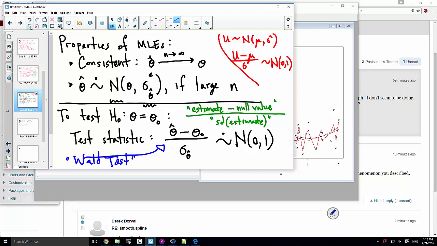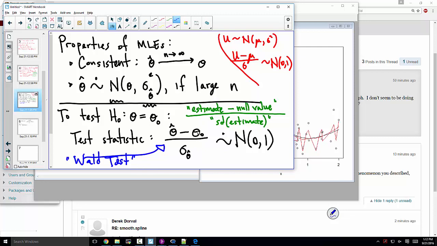When you do MLE, then because of the large sample properties, if you have a reasonable sample size, you can always test a parameter by doing a Wald test. Estimate minus null value divided by SD of estimate. That would hold if we had a single mean. That would hold if we had a difference of two means, a difference of proportions. Any MLE can be the basis of inference, large sample style, using a Wald test.